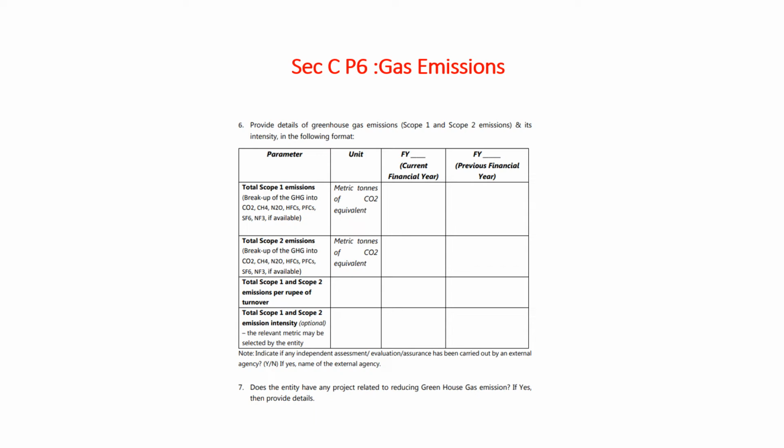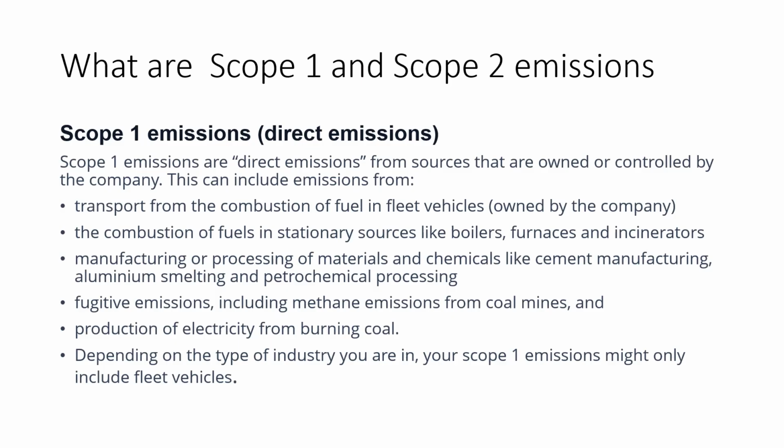We will see what is the scope 1, scope 2. Right now, just remember the scope 1 is what goes out from your factory. Any emission goes out from your factory directly. So scope 1 is direct and scope 2 is indirect, and there is also scope 3, which is again indirect. We'll talk about it a little later in the next slide. So you have to provide here the total scope 1 and 2 emissions. Does the entity have projects related to reducing greenhouse gas emission? If yes, provide details.